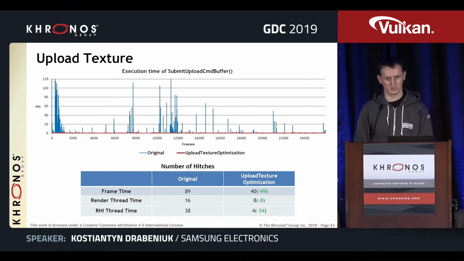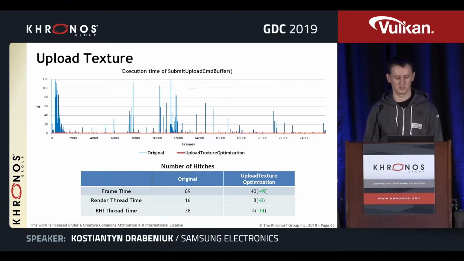And here you can see on the chart that there were hitches in the original version compared to the optimized version. After applying this optimization, hitches were reduced on frame time, render thread time, and RHI thread time.